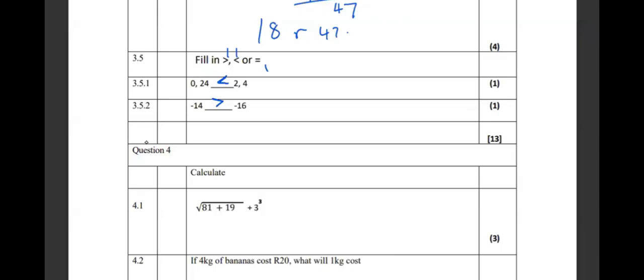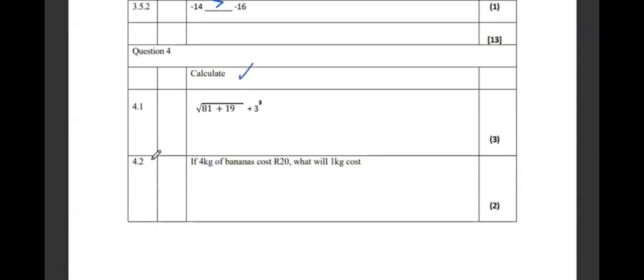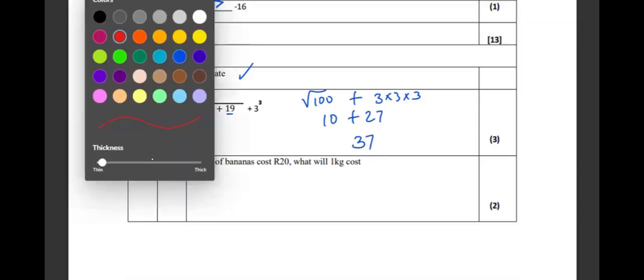Then they want us to calculate. So in other words, we need to simplify this. So what is 81 plus 19? That's 100, eh? Yeah. So you're going to have square root of 100 plus 3 cubed, which is the same as 3 times 3 times 3. So square root of 100 is 10 plus 27. The answer becomes 37.